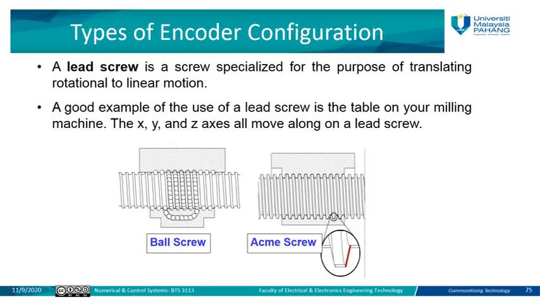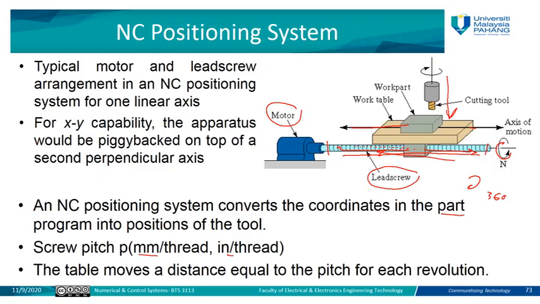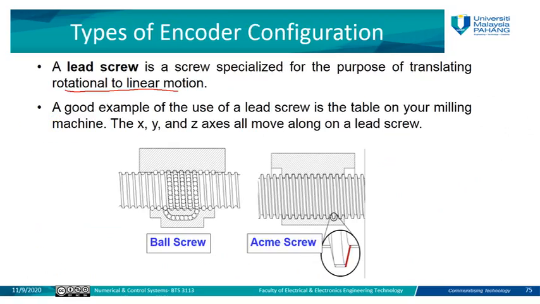There are two types of configuration for the lead screw. One we call the ball screw, and the other is the ACME screw. The lead screw is a screw specialized for the purpose of translating rotational into linear motion, as we mentioned before. A good example for this lead screw is the table on milling machines. The X and Y axes here all move along the lead screw, because for this table we need to convert this rotational motion into axial motion. So for that we use this type of lead screw.